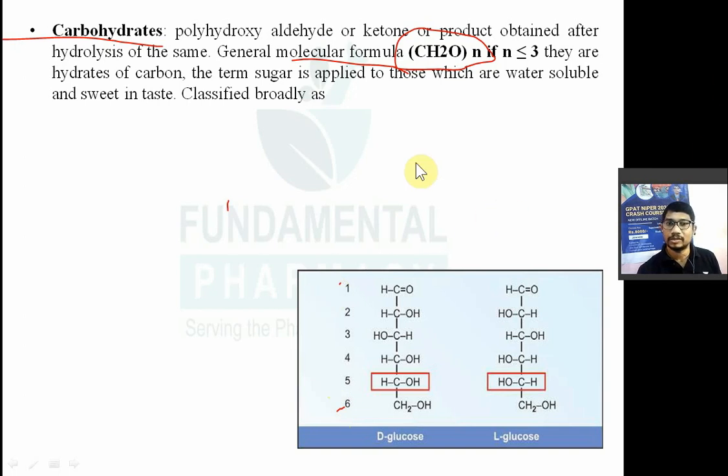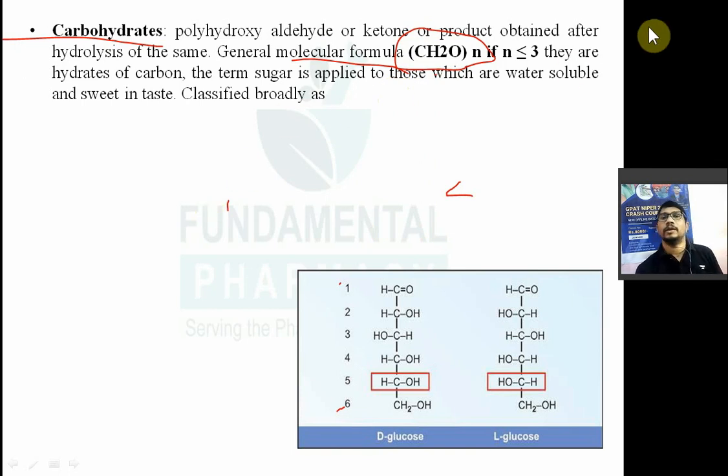So what will be the formula for glucose? C6H12, and O means number of oxygen. So CnH2nOn. जितने कार्बन होंगे उतने ऑक्सीजन होंगे और उसके डबल हाइड्रोजन होंगे. So CnH2nOn, or in the simple way CH2O n. So that is the formula for carbohydrates.